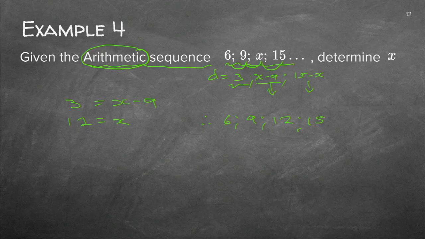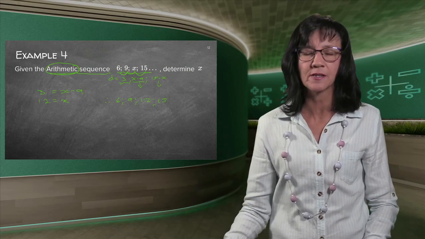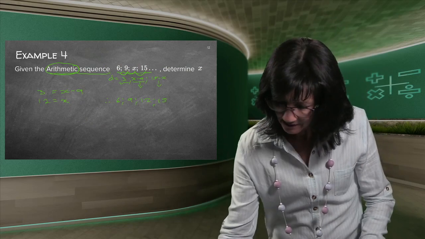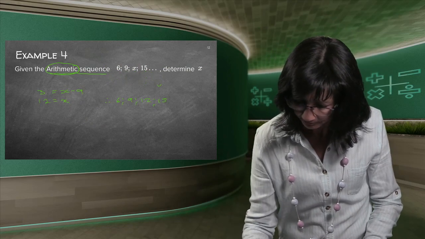Let's just check. You always check your answer. Is it possible? Is it theoretically correct? 6 plus 3 is 9. 9 plus 3 is 12. 12 plus 3 is 15. There's your sequence, and you know that you've done the right thing. And all they actually asked was the x. Very easy. So you're going to redo it on your own.